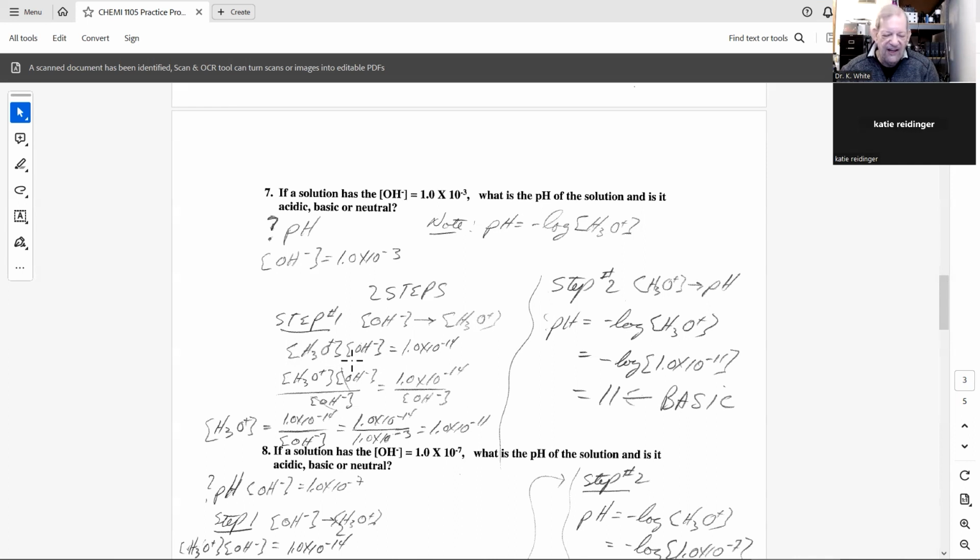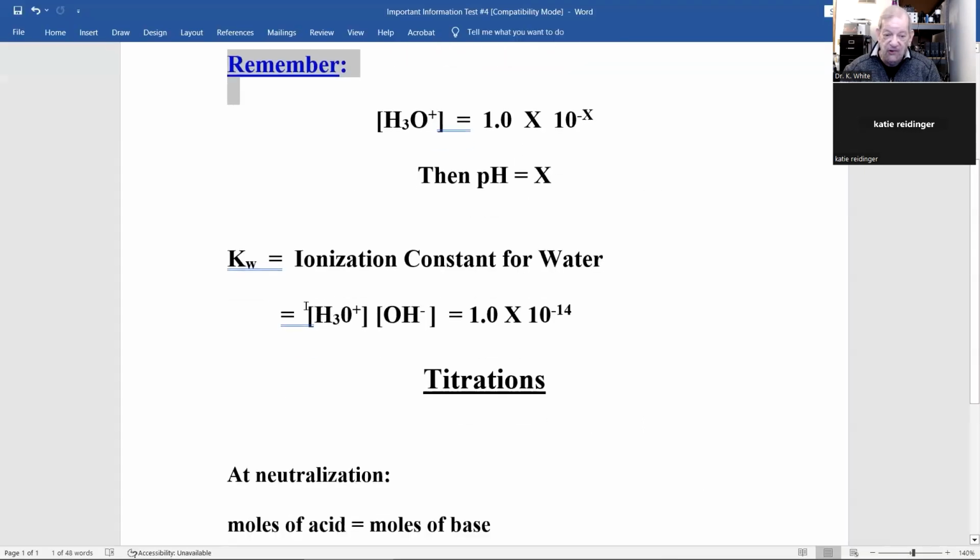From Kw, the ionization constant, which is hydronium times hydroxide concentration equals 1.0 times 10 to the minus 14. And in case you forgot, you see that in test number 4 information.